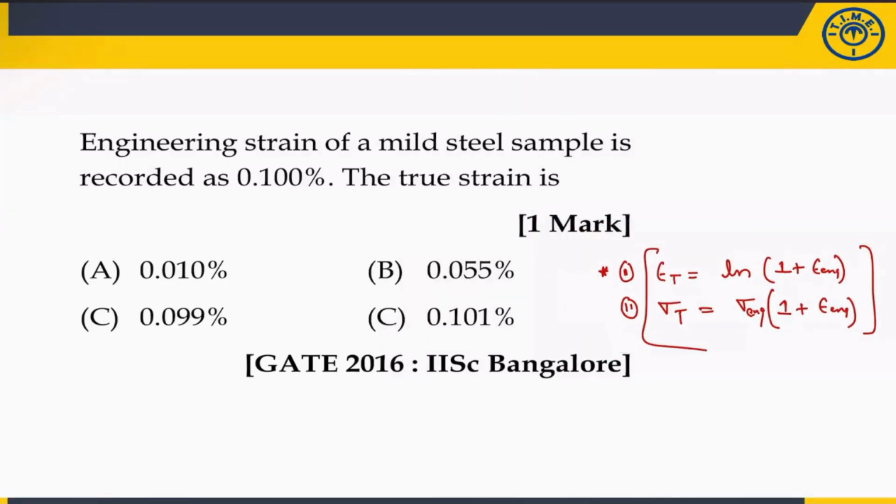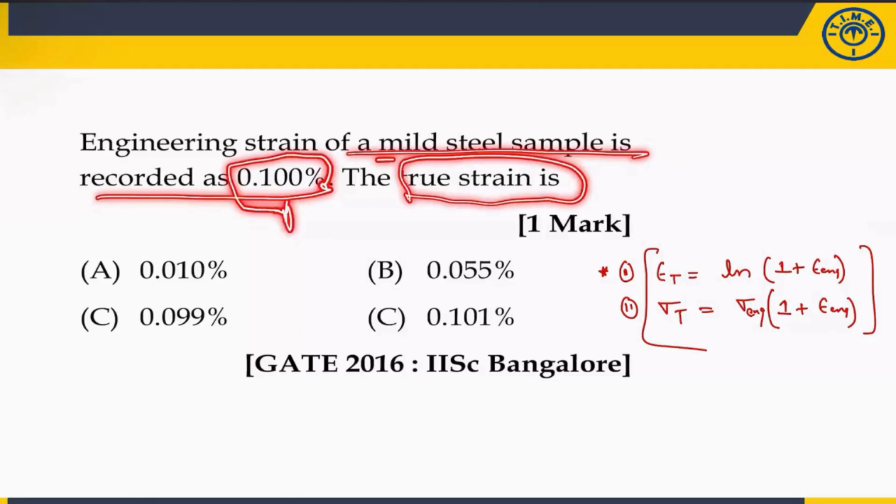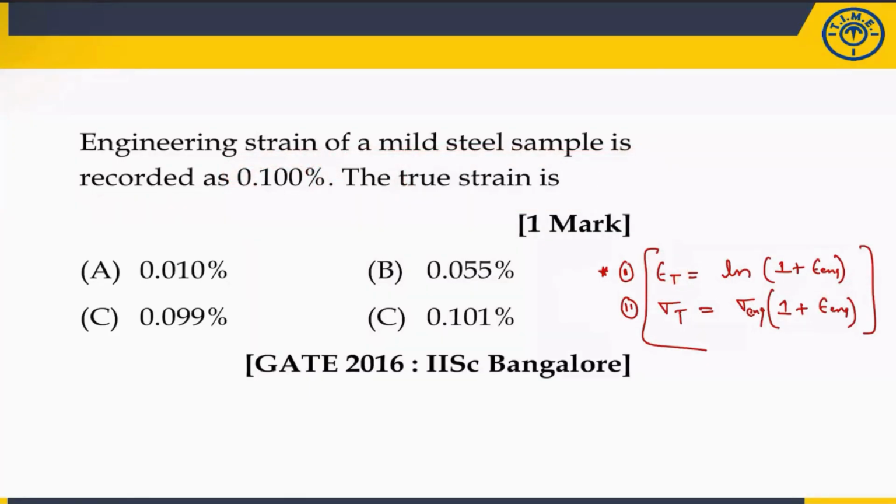So what is the question? The engineering strain of the material sample is given as 0.1 percentage. Okay, that is given in percentage. You have to calculate the true strain. The true strain relation you already know, and the engineering strain is given. Okay, so please tell me what will be the answer. Do it fast.